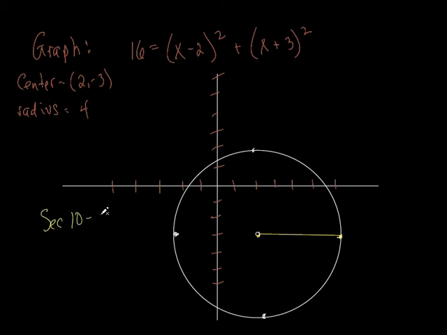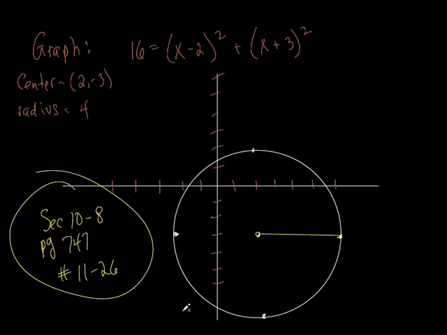So section 10.8, we're doing page 747. Sounds like an airplane, doesn't it? 11 to 26. Mr. Herrick, do you have graph paper? I do not have graph paper for you to use. Alright, there you go. So there's your problems, 11 to 26. Enjoy those.